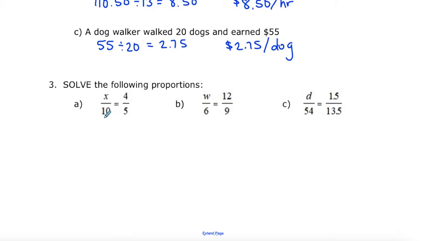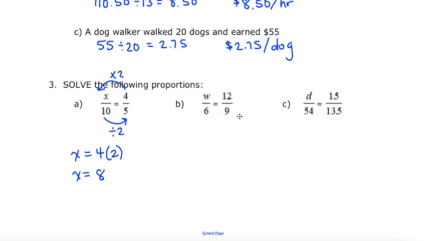We know that if I divide 10 by 2, I get 5. So if I'm going in this direction, from my first fraction to my second fraction, or my first ratio to my second ratio, I'm dividing. If I'm going in the opposite direction, I'm going to do the opposite of division, which is multiplication. So 4 times 2 is what x is going to be, and so x will equal 8. That's a quick and easy way to solve for your unknown value if you can determine a nice whole number that the numbers can either divide by or multiply by.